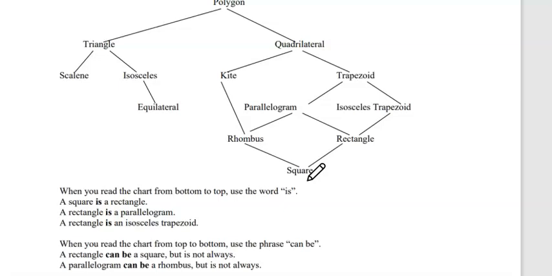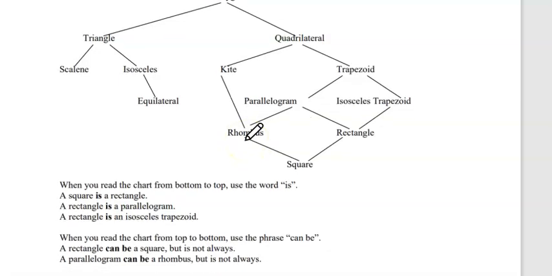So when you're using this chart, if you're going from the bottom to the top, you would use the word is. If you're going from the top to the bottom, you would use the phrase can be. So a rectangle can be a square, but not always. A parallelogram can be a rhombus, but not always, because not all parallelograms have four congruent sides. They can, but it's not a guarantee.